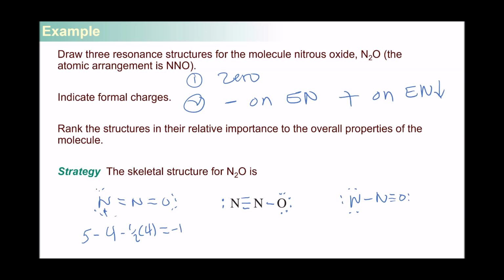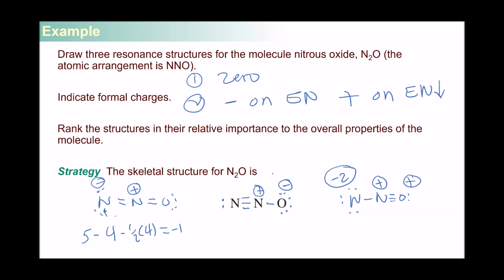Anyone confused with this? Okay, so that one has -1. Repeat the same calculation, you will find that this one has a +1, and oxygen is going to be 0. Repeat it for the second Lewis structure. It's going to be positive here, negative here, and 0 on the nitrogen. Repeat it for the last one. It's going to be positive here, and positive here, and 2 negative on that one.